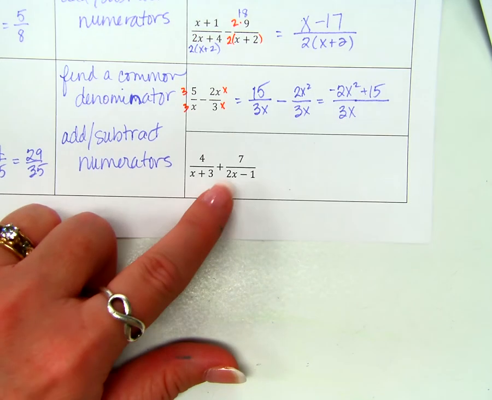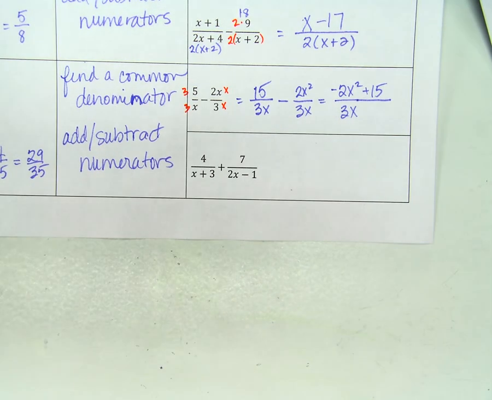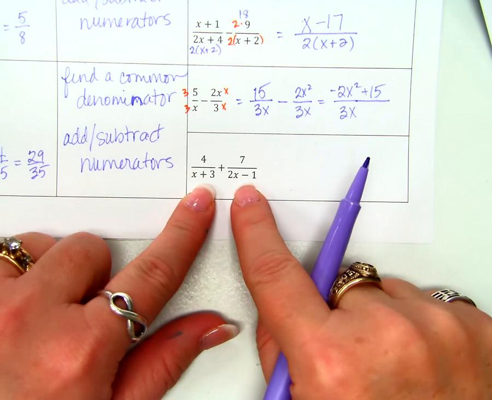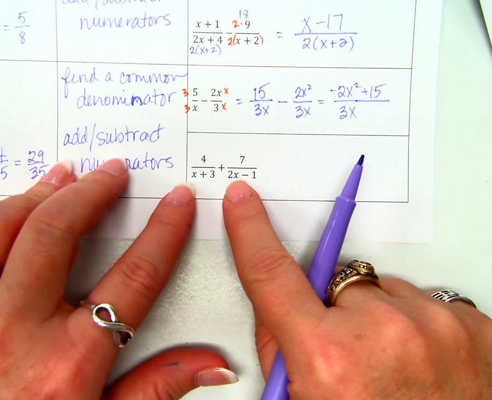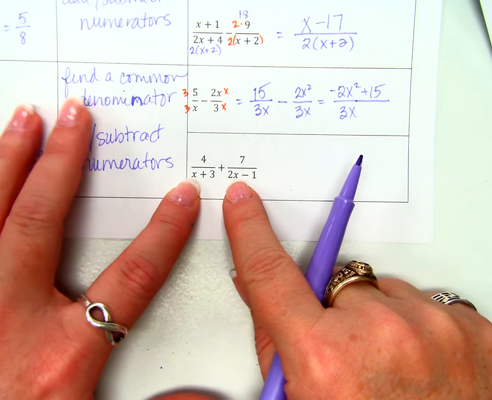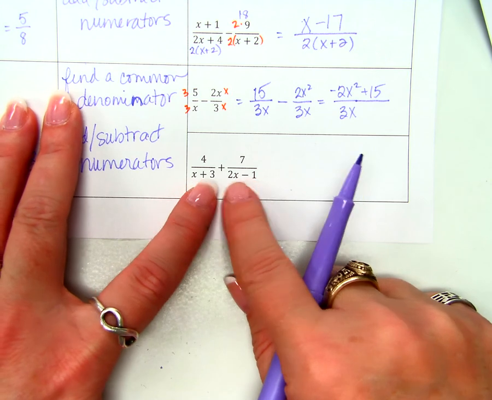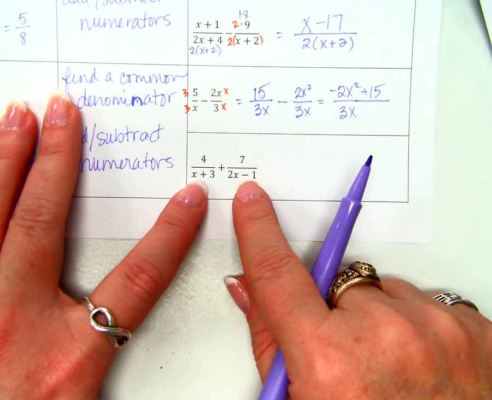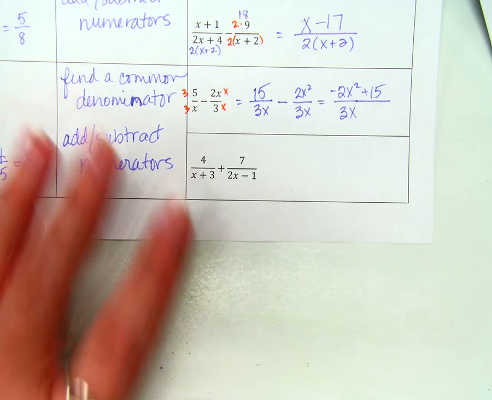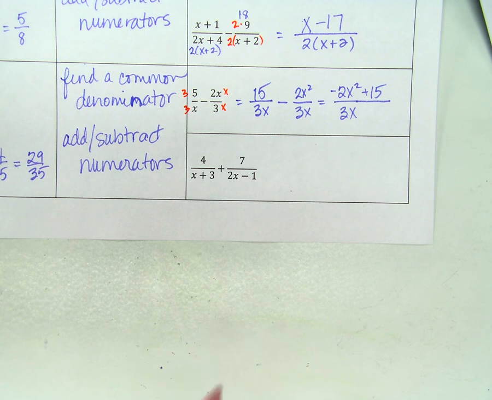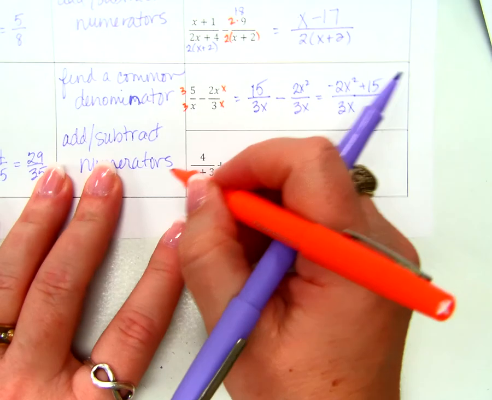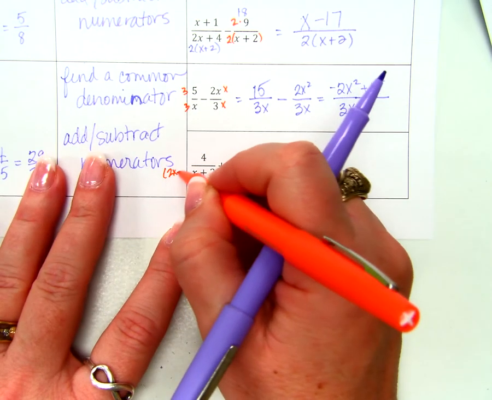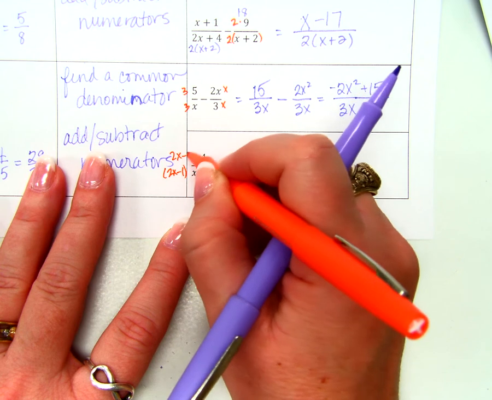All right. What about this one? Do they have any factors in common? Is x a factor? Is x being multiplied by the rest of the problem? No, then it's not a factor. Okay? So when in doubt, what do? Multiply them together.